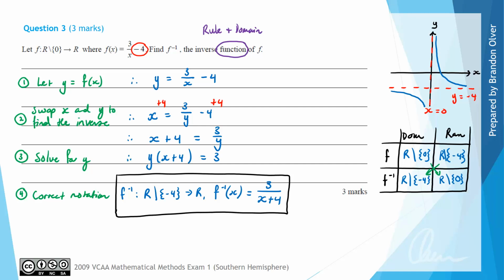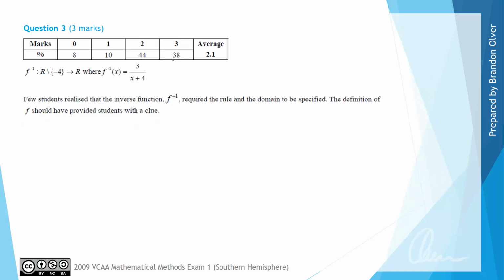From the examiner's report we can see that nearly 40% of students got full marks for this, and another 44% of students received 2 marks for that question, so overall it was quite well done. But few students realised that a rule and a domain were required for the inverse function. The definition of f should have provided students with a clue, so if you're ever asked to define an inverse function, it must have a rule and a domain associated with it.